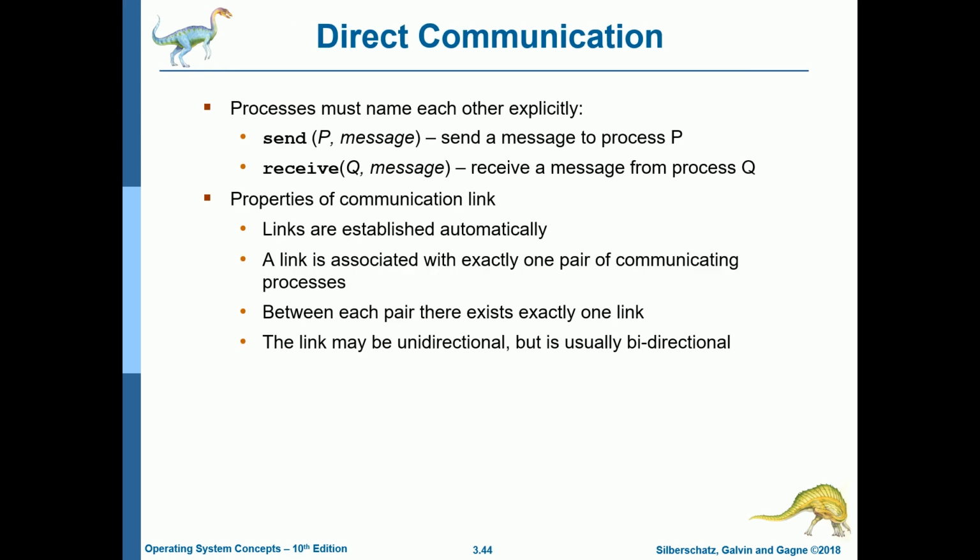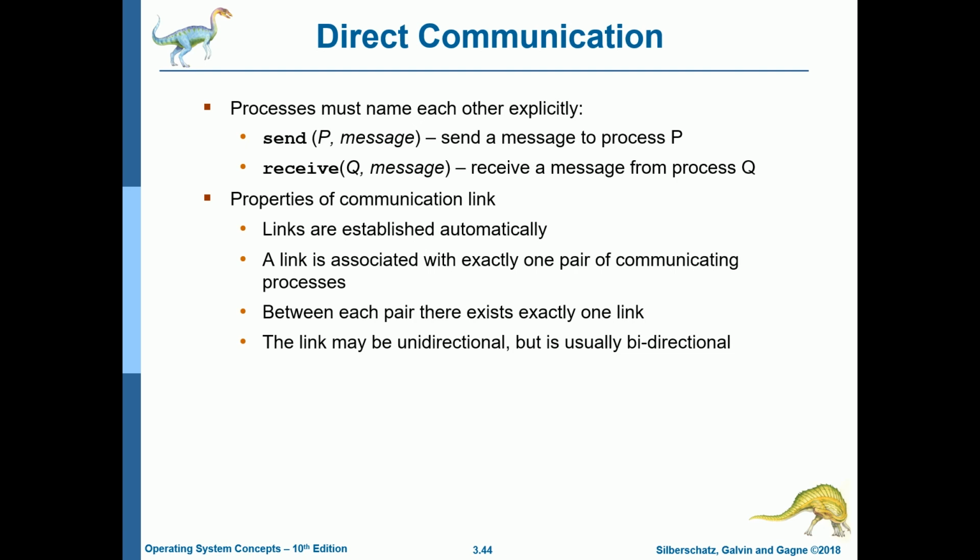Looking at each one of these a little further, under direct communication, each process that wants to communicate must explicitly name the recipient or sender of the communication. In this scheme, the send and receive primitives are defined as follows: send(P, message), and receive(Q, message). Keep in mind, in the first one, the P corresponds to the process that we're sending the message to. Receive indicates where we receive the message from.